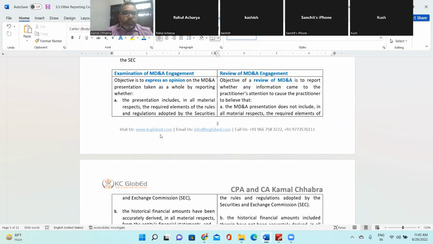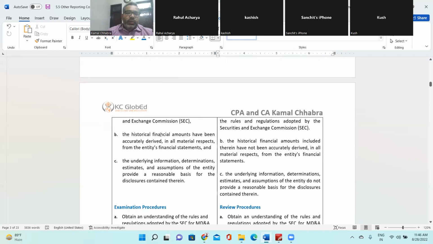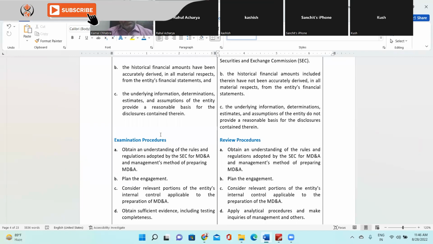So now look at the pointers here on the left hand side. The objective is to express an opinion on the MD&A, taken as a whole, by reporting whether, first, the presentation includes, in all material respects, the required elements of the rules and regulations adopted by the SEC. So you need to ensure that the MD&A has been prepared in line with the rules and regulations required by the SEC. Second, the historical financial amounts have been accurately derived, in all material respects, from the entity's financial statements.